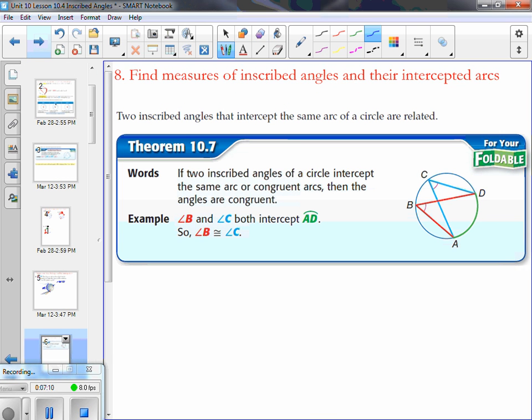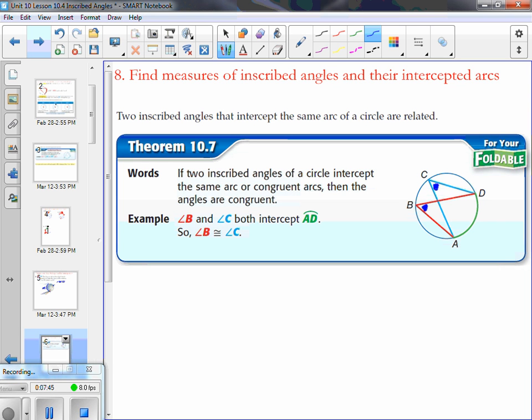Two inscribed angles that intercept the same arc have a relationship. And here's what it is. The theorem says if two inscribed angles of a circle intercept the same arc or congruent arcs, but let's just stick with the same arc for a moment, then the angles are congruent. So pretend that in this figure those aren't marked as congruent angles yet. See how angle B and angle C are both inscribed angles? They both intercept arc AD.